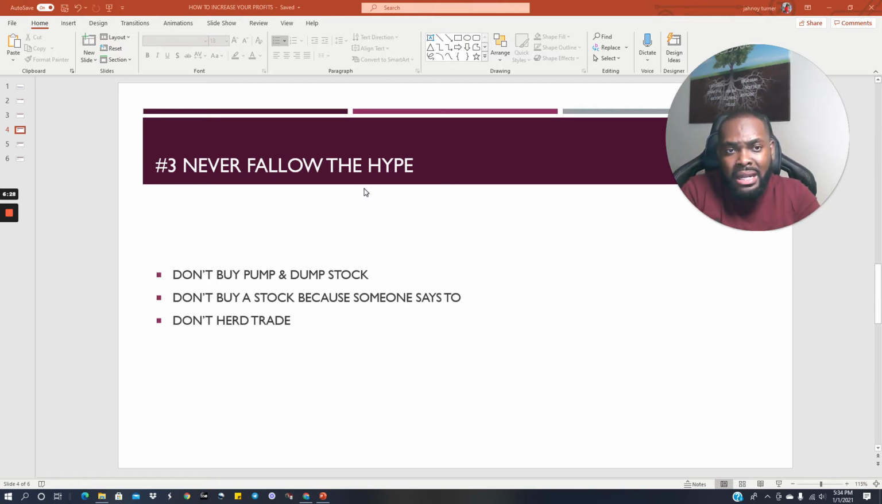That doesn't mean that you're not going to take advantage of momentum. It doesn't mean you're not going to take advantage of high volume, quick get in, steal the profit and get out. It doesn't mean that. It just means that you're not going to just herd trade blindly. All right, let's move on to tip number 4.